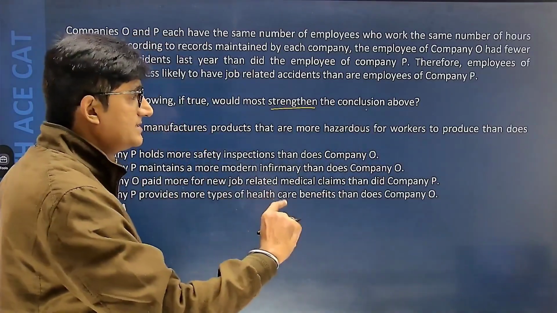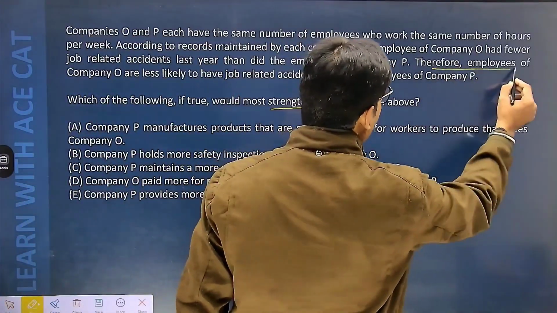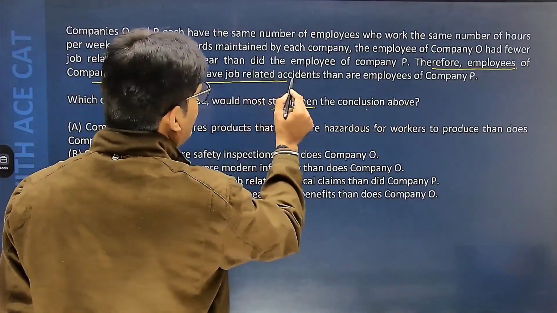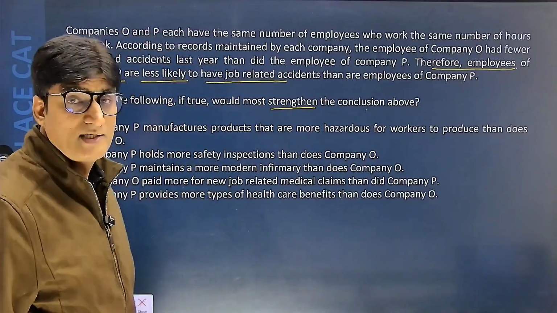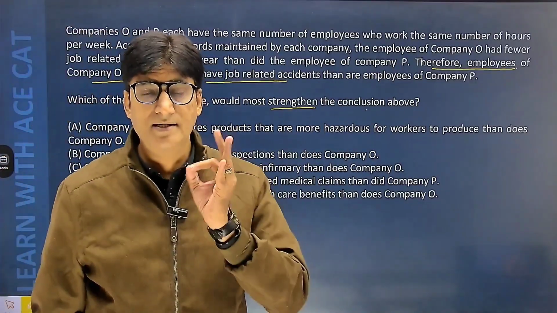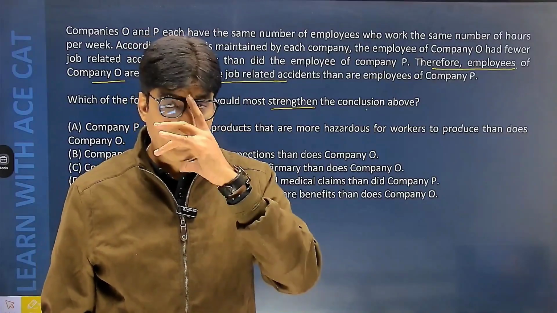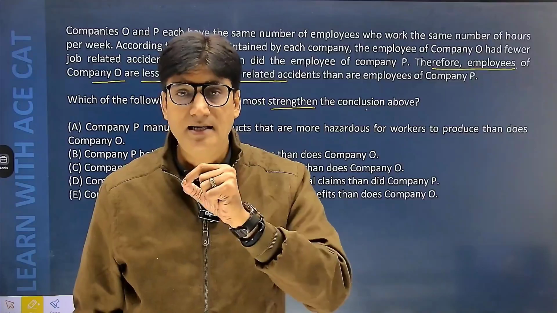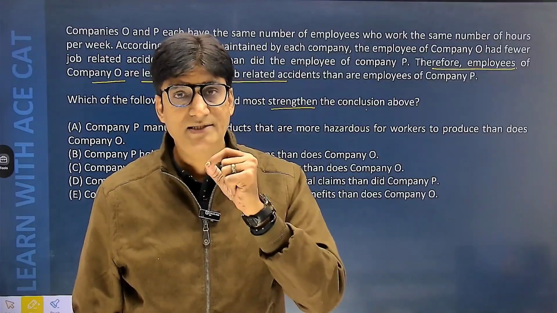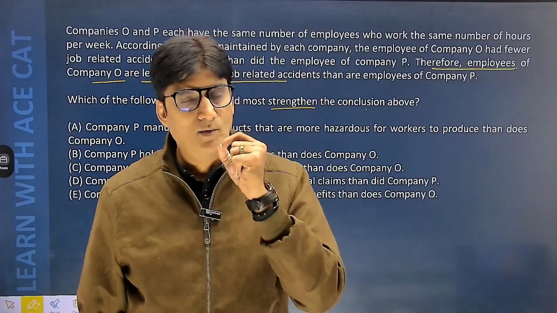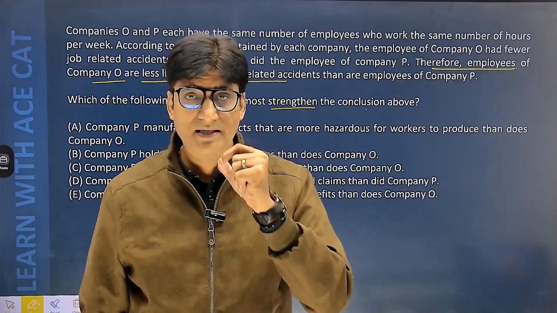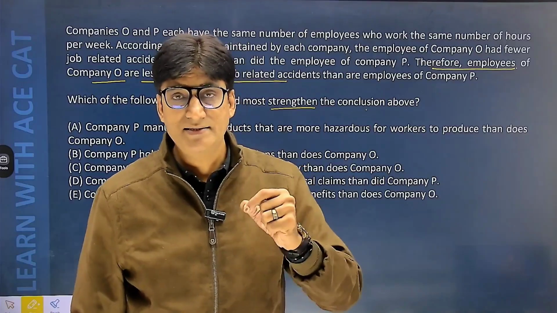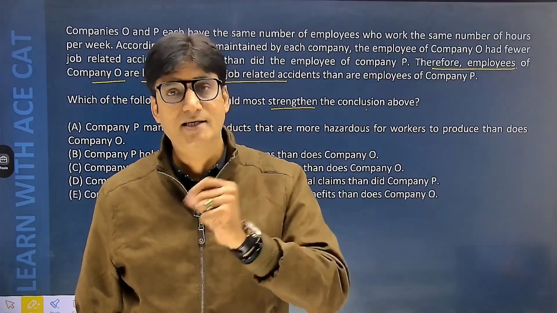So we need to first understand what is the conclusion. The conclusion is here. Employees of company O are less likely to have job-related accidents than employees of company P. This becomes the conclusion. And do understand, मैंने पहले भी स्टूडेंट्स किसी लॉजिकल रीजनिंग की क्लास में पढ़ाया था. In an argument, in a paragraph, conclusion is always based on a premise. What is a premise? Premise, it may be a data, it may be some study, it may be some past experience on the basis of which we are drawing a conclusion.